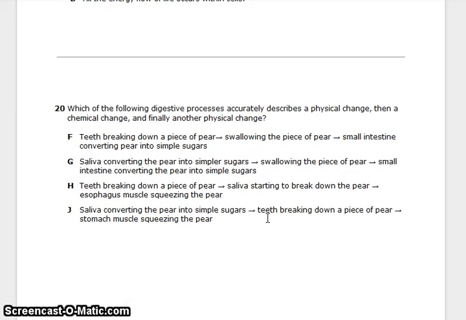20. Which of the following digestive processes accurately describes a physical change, then a chemical change, and finally another physical change? F. Teeth breaking down a piece of pear, swallowing the piece of pear, small intestine converting pear into simple sugars. G. Saliva converting the pear into simple sugars, swallowing the piece of pear, small intestine converting the pear into simple sugars. H. Teeth breaking down a piece of pear, saliva starting to break down the pear, esophagus muscles squeezing the pear. J. Saliva converting the pear into simple sugars, teeth breaking down a piece of pear, stomach muscles squeezing the pear.